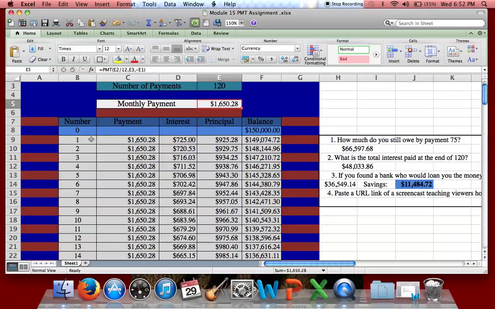So the first thing that I did was I plugged in the number 0 to show my starting balance, which is 150,000, and then the next thing that I did was I went to column 1, and basically I did cell B1 plus 1, which is going to make this the first payment, and then you follow it down, so on and so forth, and it's just going to keep adding 1 to the previous cell.